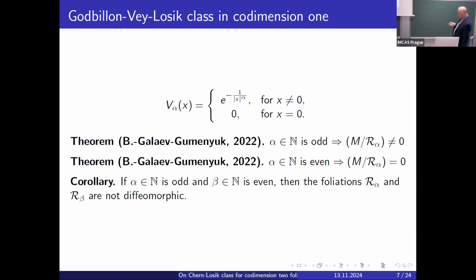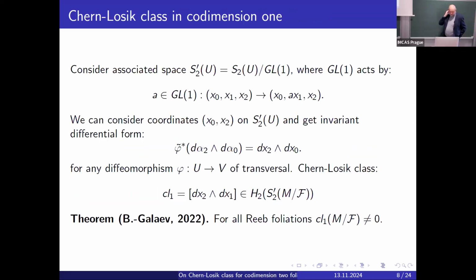Okay, and so this is about RIP foliation. So we see that different parameters of asymptotic of non-compact leaves give different topology of foliation. And now consider the Chern-Losik class.